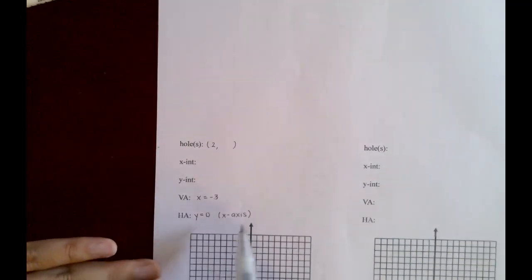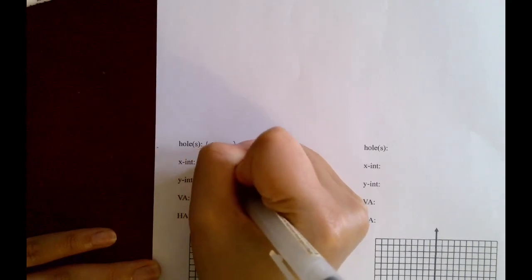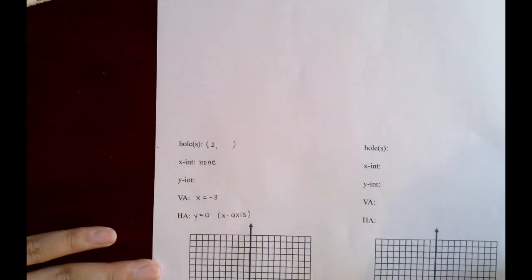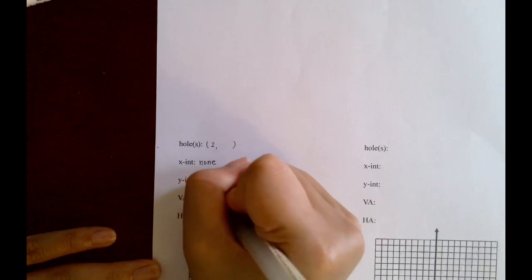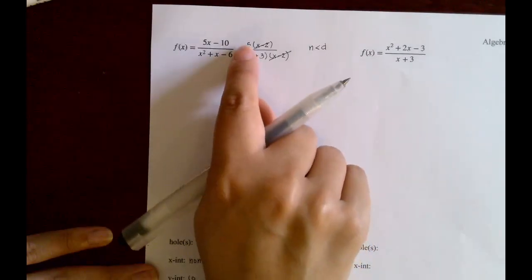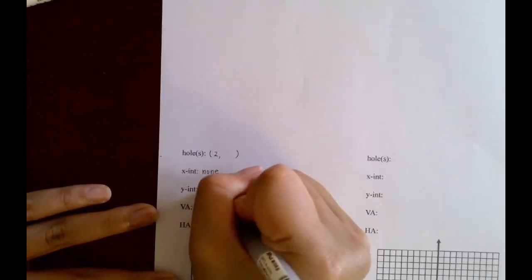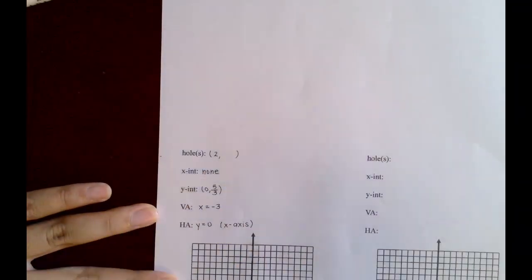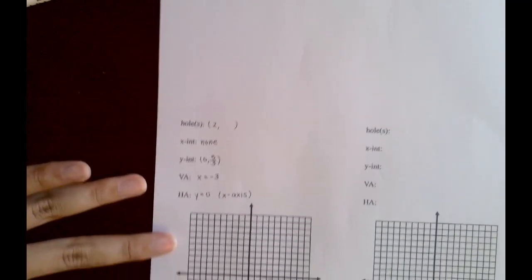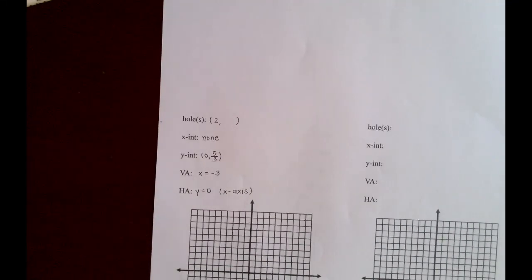Because our horizontal asymptote is at the x-axis, that means we have no x-intercept. Right? Y-intercept, we plug in 0 for x and solve for y. So when we plug in 0 here for x, this becomes 5/3. So the y-intercept is at 0 comma 5/3. Okay? So now, let's plot some of this stuff.